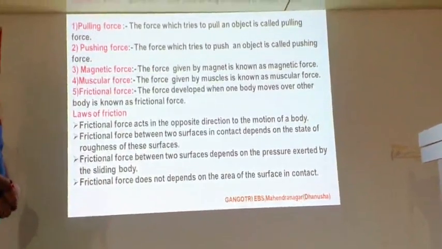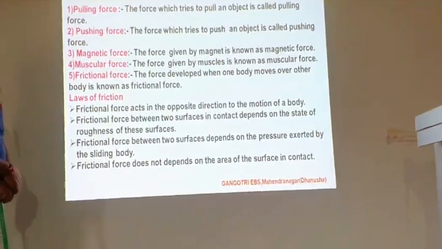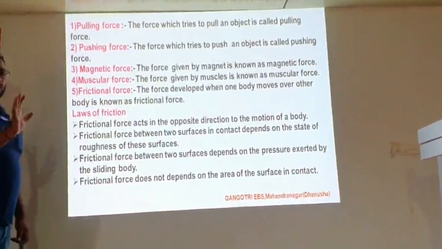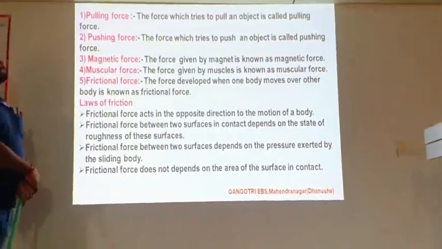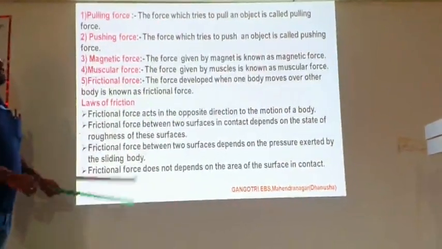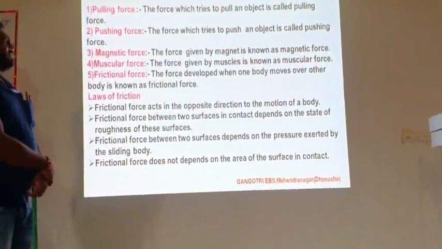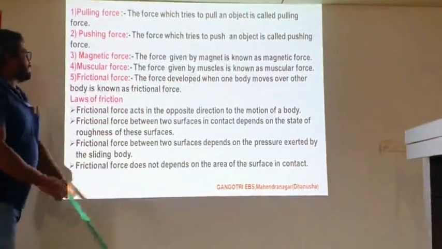Now pushing force. The force which tries to push an object is called pushing force. If you push the table from one place to another place, that is also an example of pushing force. Magnetic force means the force given by a magnet. The force given with the help of a magnet is known as magnetic force.